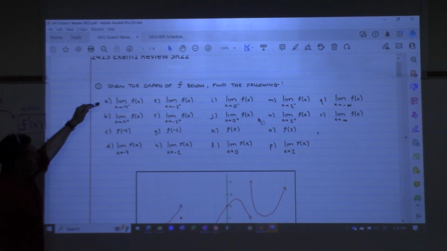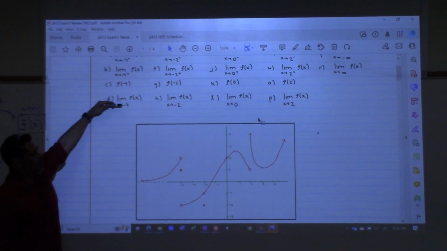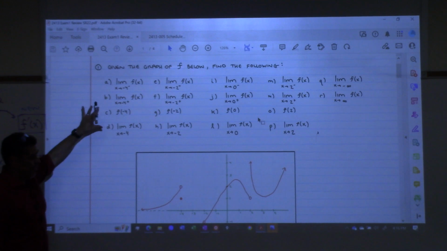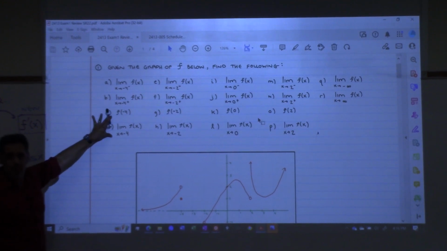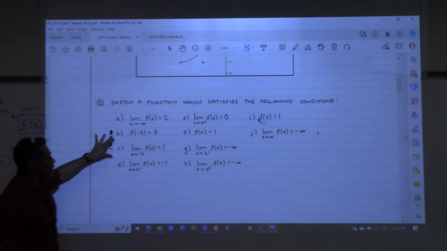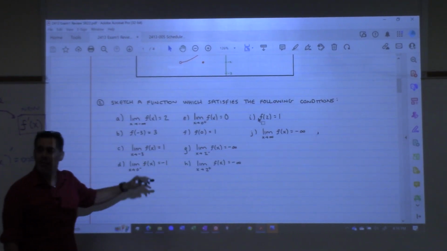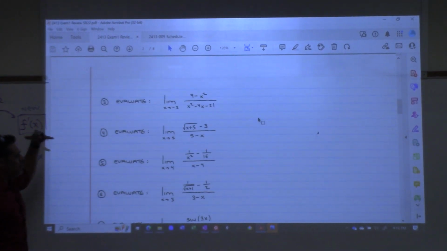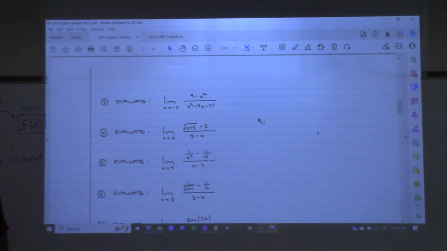So here, I give you a graph, and you identify all these things, right? So again, this is something that we've gone through. It's not brand new stuff. This we've covered. This is one where I give you all the conditions, and then you draw me the function. We did that in class as well. The rest is just the grind of the limits, right?